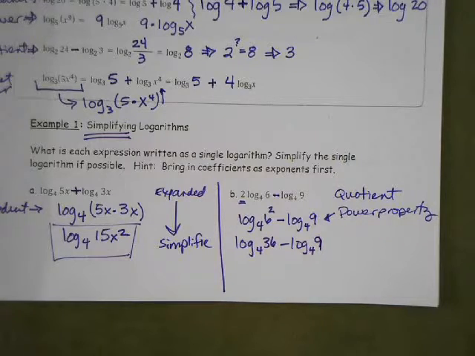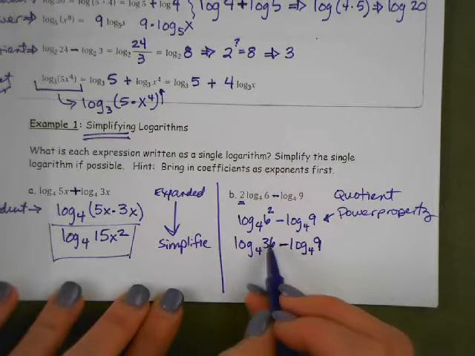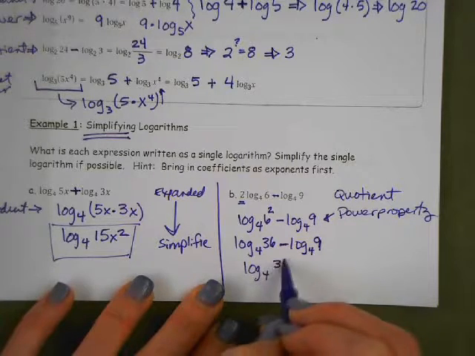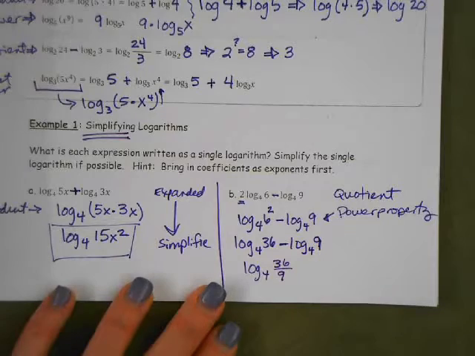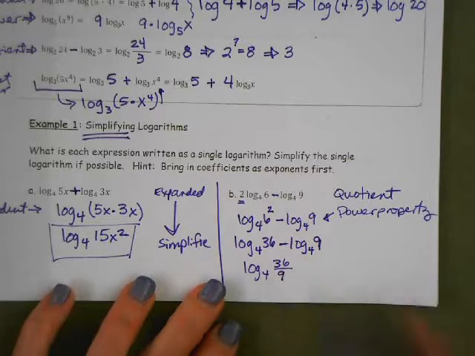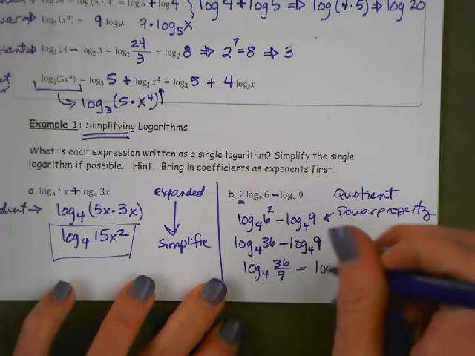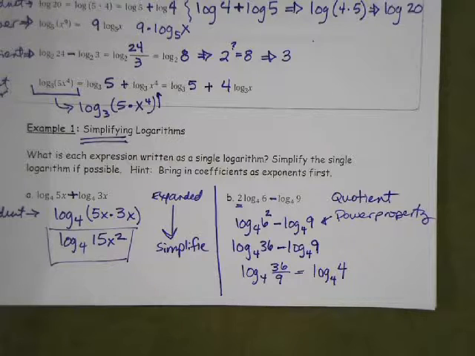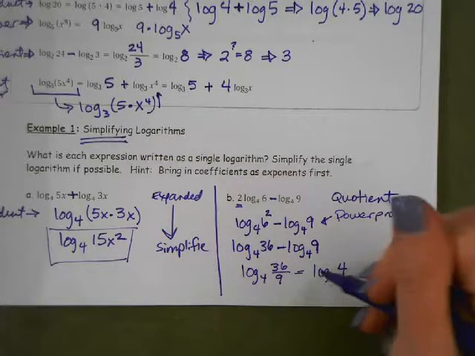36 over 9. Yeah, so it tells us you want to divide the two. So we'll write this as log base 4 of 36 divided by 9. Okay. Can we reduce that fraction? 4. Yes. It's log base 4 of 4, which is 1, right? Nice job seeing that. So now I have log base 4 of 4.